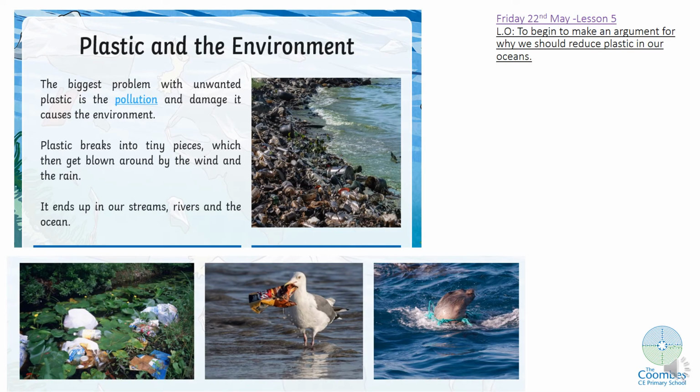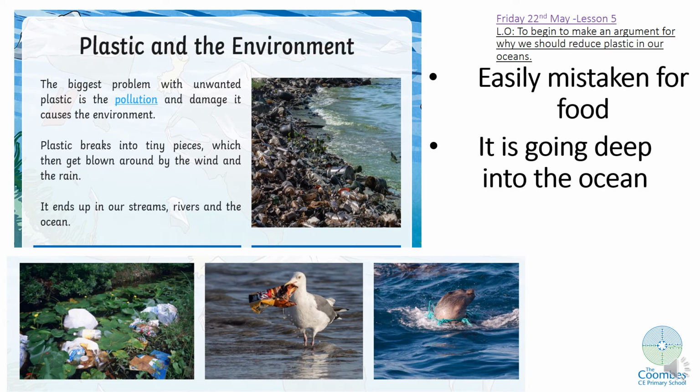Okay, so we've thought about why plastic is so bad. We've said that it can be easily mistaken for food in our oceans, that it's going so deep into the ocean that it's causing damage at the seabed, and that it traps our sea creatures and causes them to end up getting hurt, or in some cases they may even die. And it's really, really awful to see all of the plastic pollution around our world.